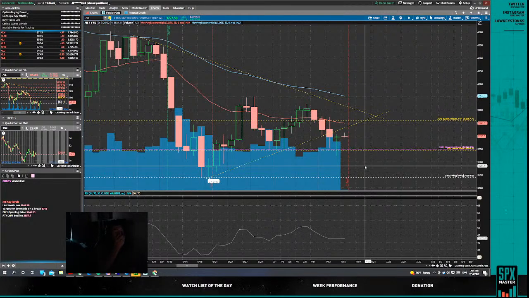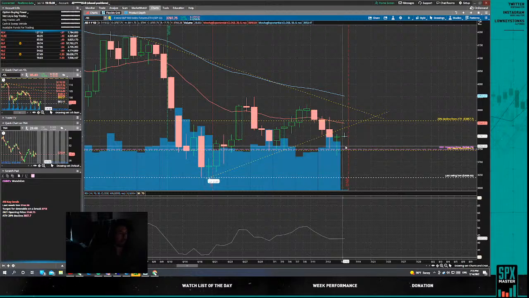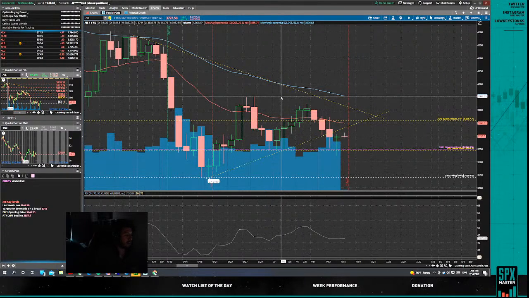Now, you guys, we are in OPEX Friday, and a lot of people are familiar with this. It's the expiration of the third Friday of every month, the biggest expiry on options. And a lot of the time, if you're familiar with trading around OPEX, the market tends to gravitate to the highest gamma strikes.